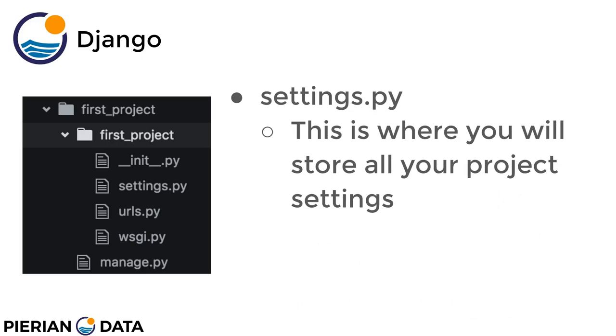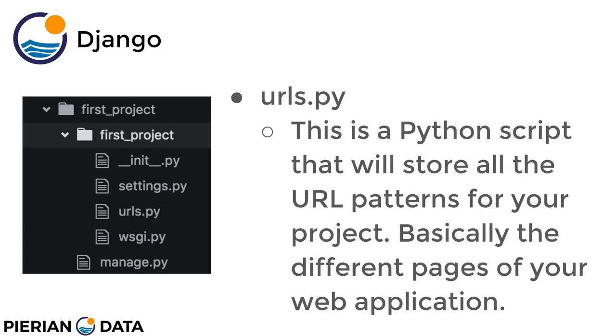Then we have the settings.py file, and this is where we're actually going to be storing all of our project settings. Then we have the urls.py file, and this is essentially a Python script that's going to store all the URL patterns for your project. That's basically going to relate to the different pages of your web application and how they should connect to the end user. Now keep in mind, this particular file is really going to make a lot of use of regular expressions. So before tackling this urls.py file in future lectures, make sure you review the regular expressions lecture from the Python section of this course.